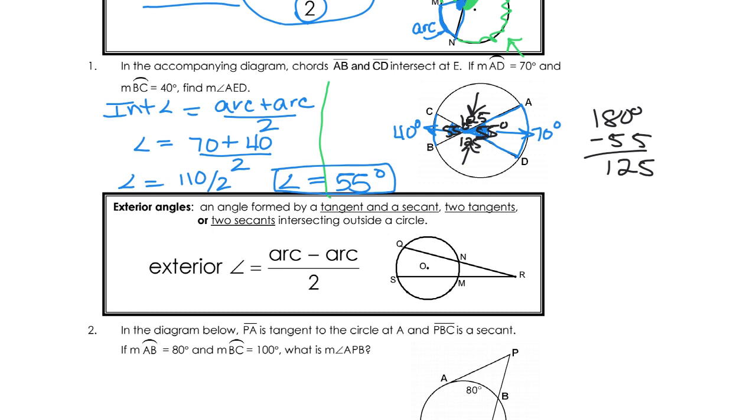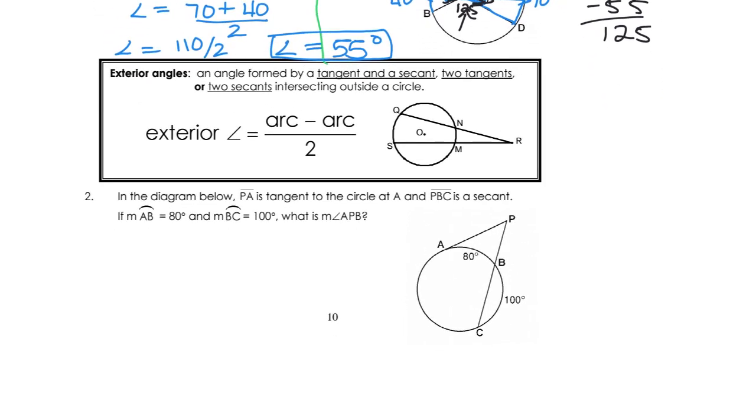All right. We're also going to talk about exterior angles today. Their formula is extremely similar, except it's arc minus arc divided by 2. And the angle is not inside the circle, it's outside the circle. This is the larger arc. That's the one that has to always be first. The smaller arc goes second. Because we're subtracting, the order matters. And once you subtract those arcs and divide by 2, that's going to be the measure of this exterior angle here. So let's take a look at number 2.